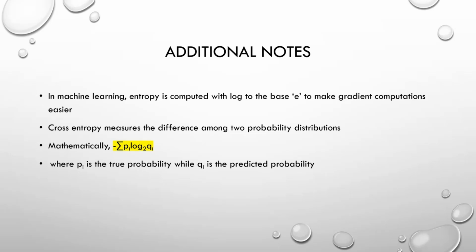A related term is cross entropy. Cross entropy measures the difference between two probability distributions. It measures the entropy of the random variable plus the KL divergence between the true distribution and the predicted distribution of the random variable. Mathematically, it is represented as shown on the screen here.